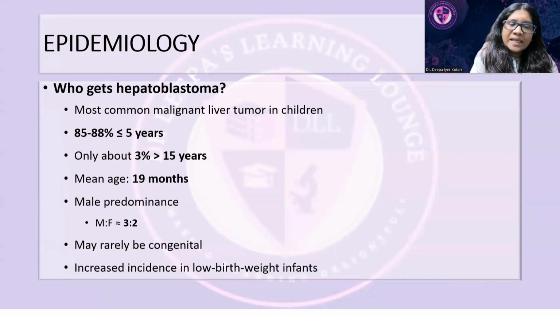And there is an increased incidence that is partly related to the survival of these low birth weight infants. So whenever you encounter a liver mass in a very young child, hepatoblastoma should immediately be in our differential diagnosis.